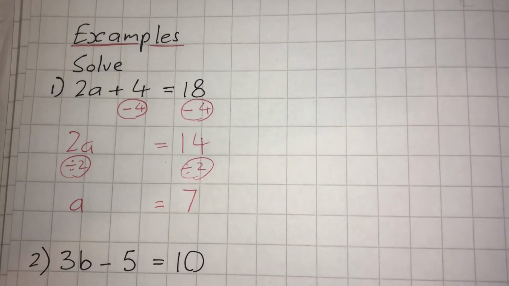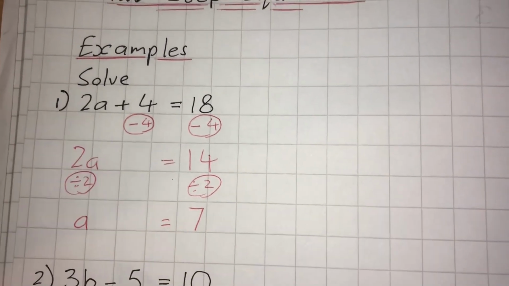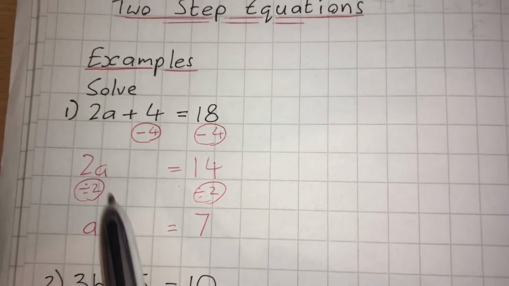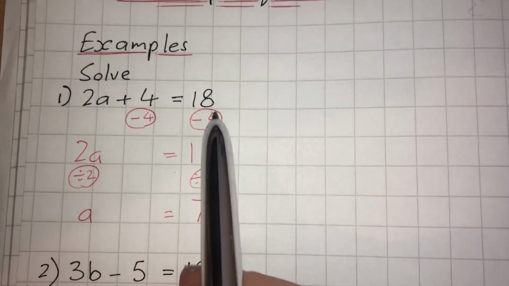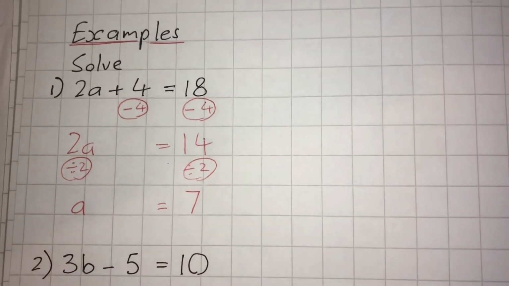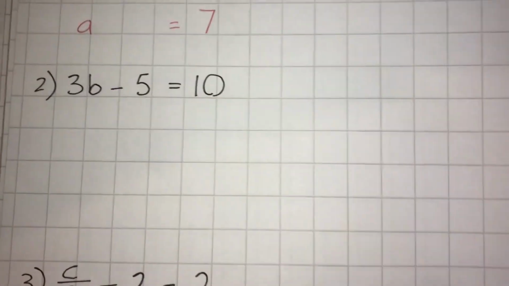Okay, and again, if I wanted to check my answer, I can substitute the 7 back into the original equation. So 2 times 7 is 14 plus 4 equals 18. That makes perfect sense. Alright, moving on, similar type of question.